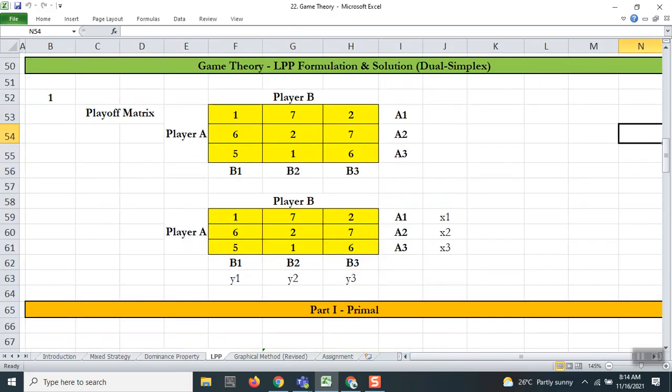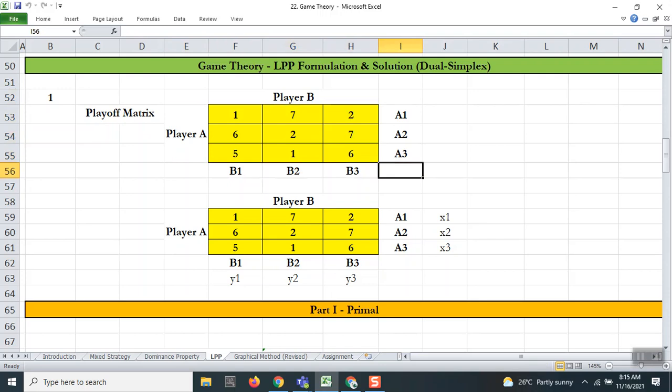Now in this lecture, we're going to focus on game theory, but with a concept which we have learned in module number one. It's called the linear programming problem, right? So you don't have to really do trial and error, but instead you can use Dual-Simplex to find out the value of this game. So I'm going to replicate the same problem which we considered for the dominance property, with player A and player B, and the rows and columns. It's a 3 by 3 matrix, right?